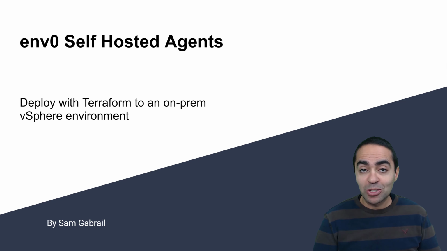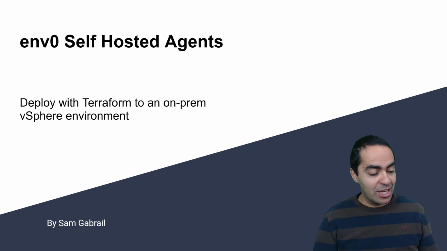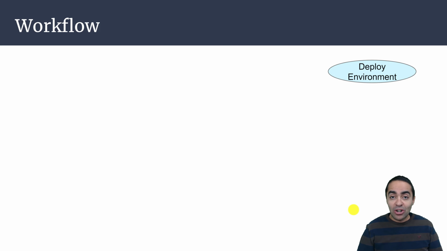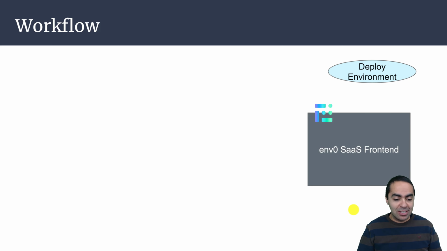Furthermore, you are responsible for the secrets that you're going to use. So the vSphere credentials, for example, in our example today, we're going to store those in AWS Secrets Manager, and you're not going to need to store them in env0's own infrastructure. So let's go ahead and get started and take a look at a workflow that we're going to use in this demo. So we're going to start off in env0's SaaS front end by deploying an environment. So that's where we're going to start.